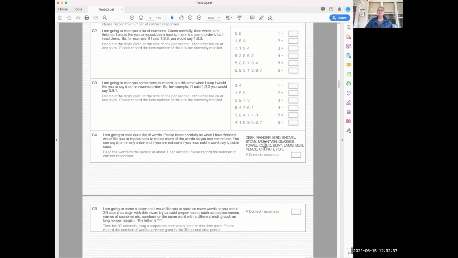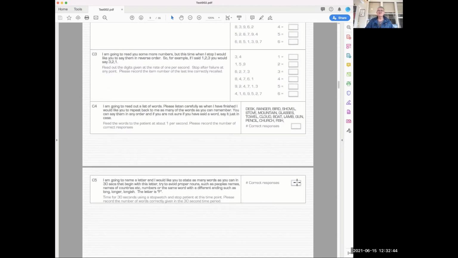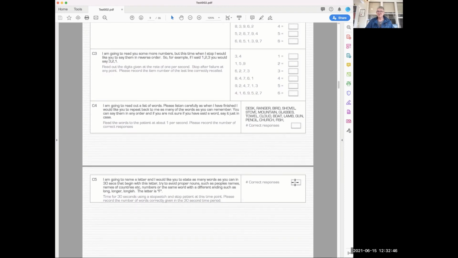For C4, it's the number of words they have correctly remembered. And C5 is the number of words that they have generated that are correct. And remember, if they said a person's name or a country, that does not count, or if they use multiple words, such as long, longer, longish, that doesn't count.